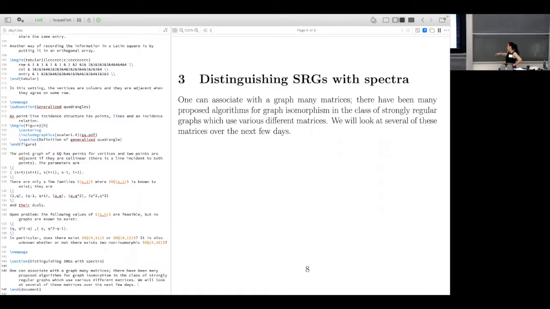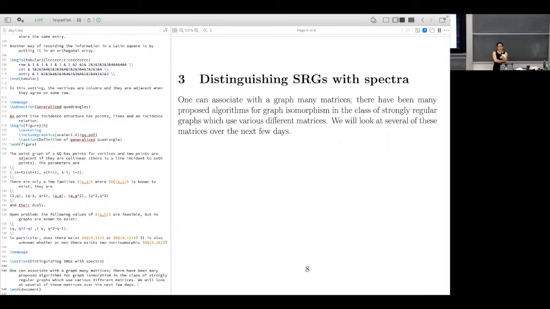So for example, you can take the adjacency matrix of the graph and look at the upper triangular part. You can concatenate all those rows to get some really long number in binary. So you can stick that number into a matrix. That will sort of determine the graph.